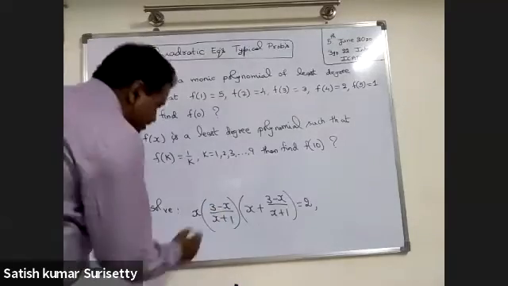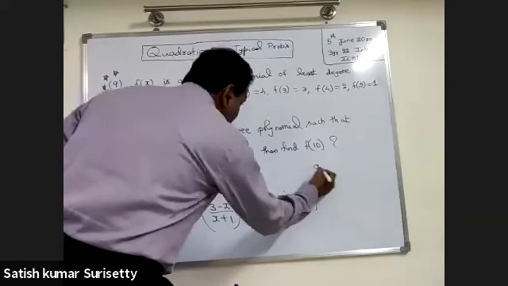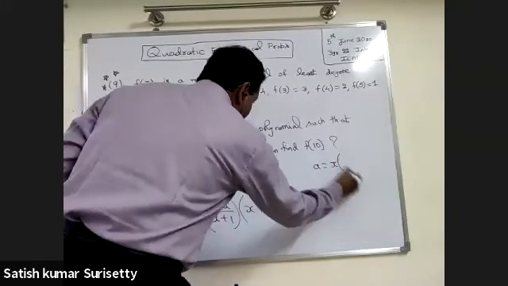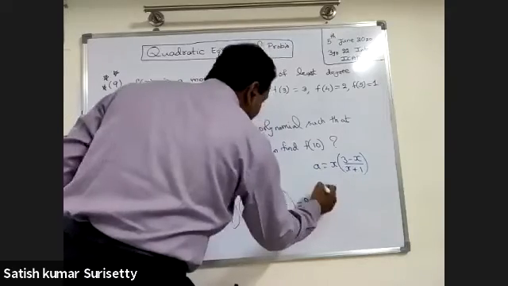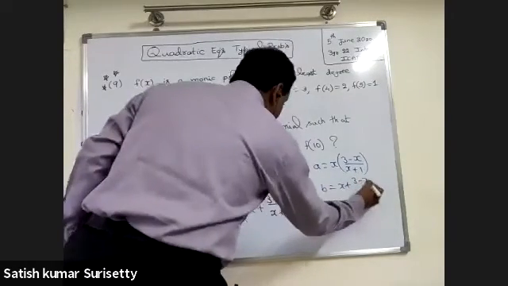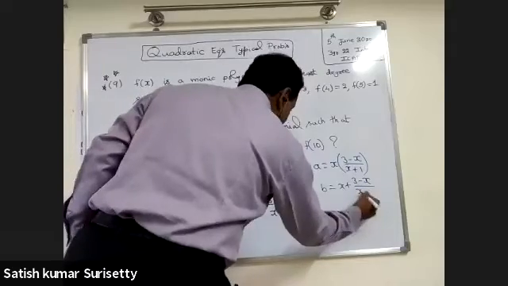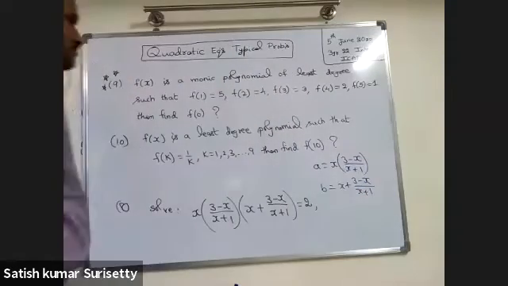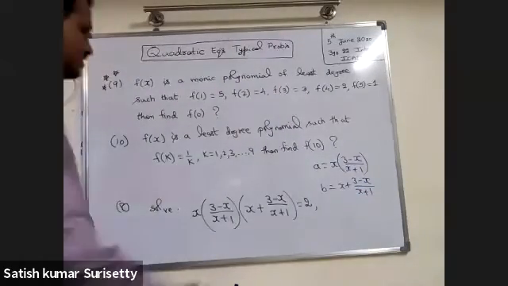So let us take a1 as the real root, the others are complex roots. Let a be (3 minus x) upon (x plus 1) and b as x plus (3 minus x) upon (x plus 1). Then as per the given equation, ab equals what? 2.